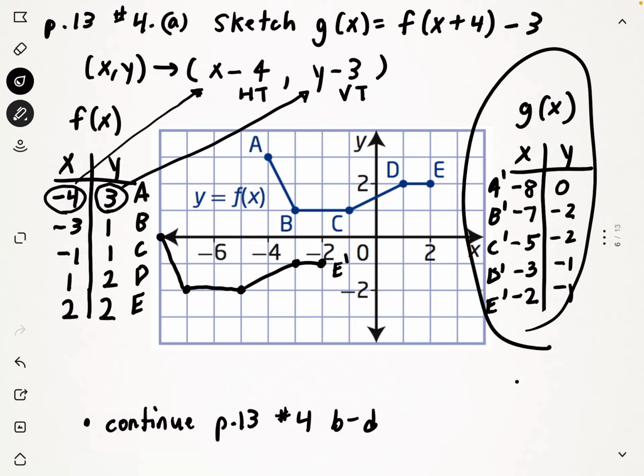And away we go. We have just created a new function, g of x, which is definitely the same as the old original function, just in a new location. That graph has been moved 4 units to the left and 3 units down. What you guys can do is continue with numbers 4, b through d, on page 13, similar to this question right here.